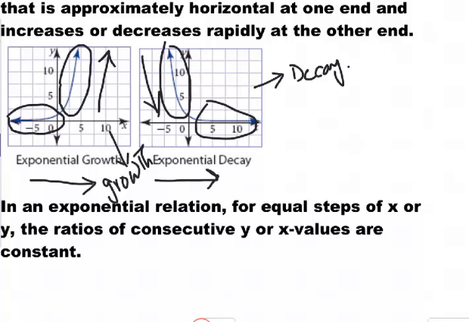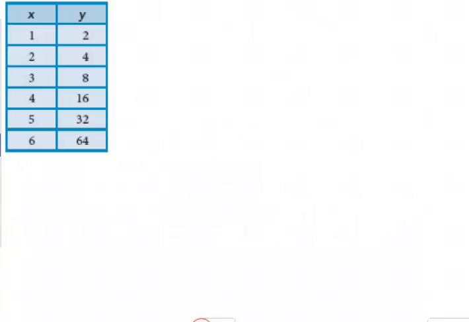Now, in an exponential relation, for equal increase in x or y, doesn't matter what, the other variable is going to have the same ratio. This is very important because we are going to use the ratios to find out if a table of values represents an exponential equation. The first example is asking if the following table of values represents an exponential relation.